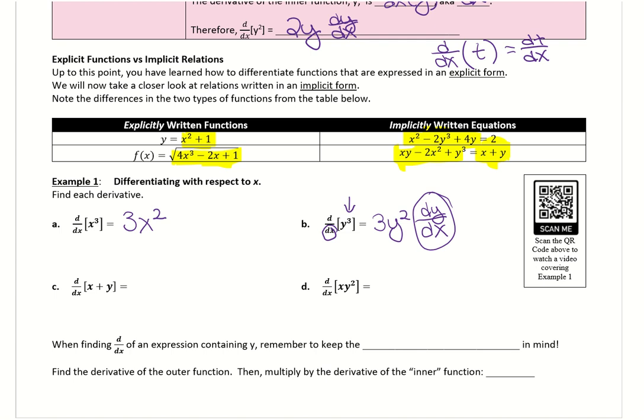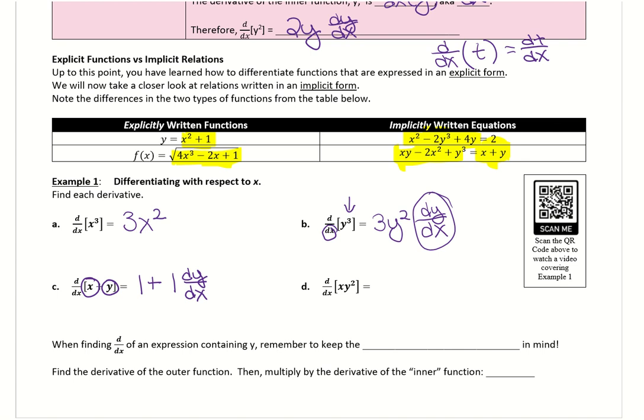Let's try it again. Here we've got the addition rule. So the derivative of x is just 1. And then the derivative of y is also going to be 1, except we're finding the derivative of something that isn't x. So we're going to add a dy/dx on the end to it. That shows us we're finding the derivative of y, even though our variable of focus is x.